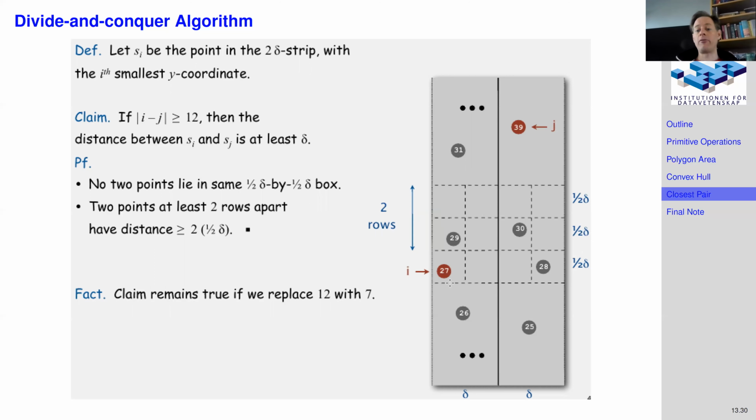So it's 12 here, and of course there's only 1 point in each of the cells. So if we check all these other 11 cells, then we're definitely fine. It actually turns out that we can do this with 7, and that you can check yourself.